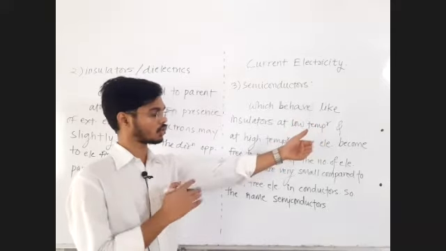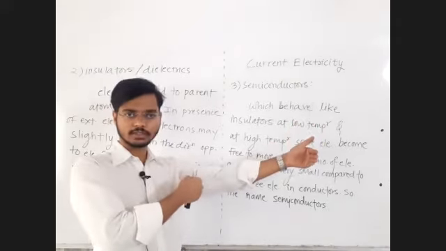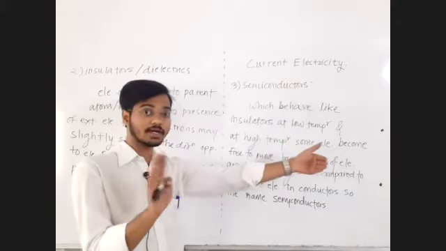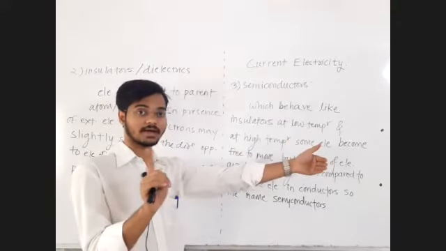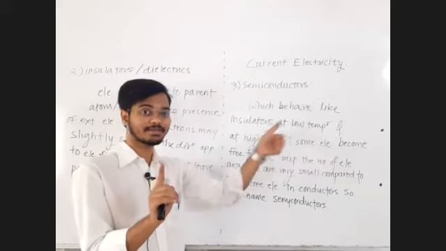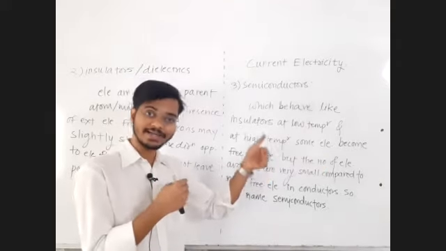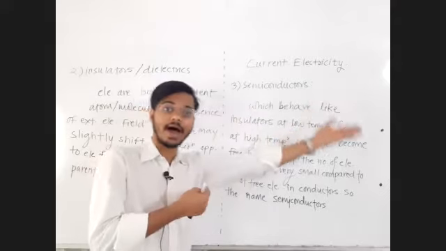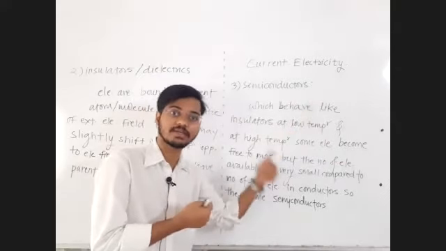So at low temperature they are insulators, but at high temperature they are not conductors. The number of electrons which are available is in between insulators and conductors, and therefore the name is semiconductor.